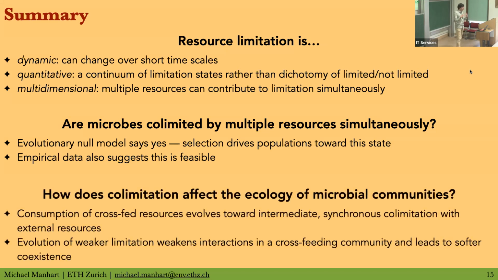And finally, how does co-limitation affect the ecology of communities? Well, we've seen that consumption of these cross-fed resources tends to evolve towards the state of intermediate co-limitation with external resources. And this overall evolution of weaker limitation tends to weaken interactions, even in cross-feeding mutualistic communities, and that leads to softer coexistence. And this is something, therefore, we might need to be looking for in communities like this that have evolved under these interactions for long times.